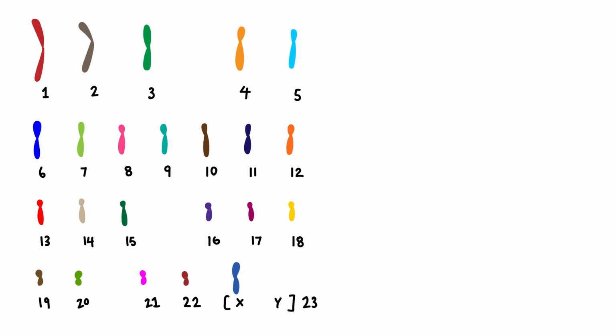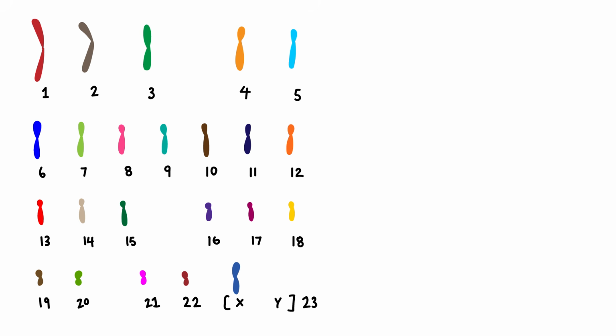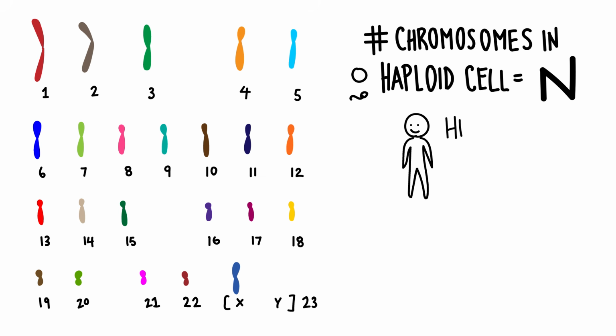Humans have 23 unique chromosomes, each including the proteins associated with a single molecule of DNA containing many genes, regulatory elements, and non-coding DNA. Biologists quantify this number of unique chromosomes in an organism, also known as the number of chromosomes in a haploid cell, such as ovum or sperm in humans, with the variable n. Therefore, we say that human cells have n equals 23.